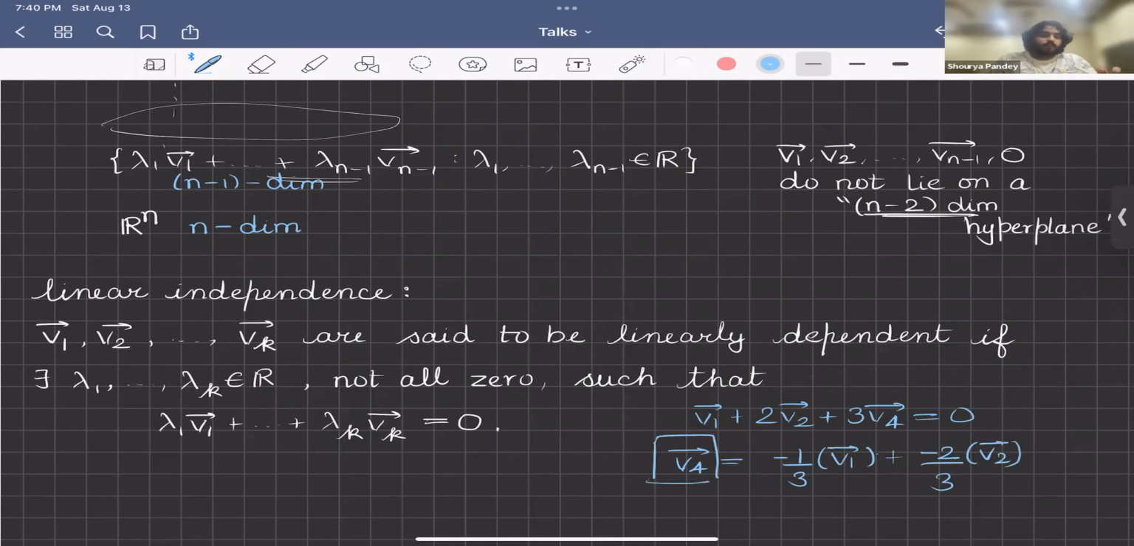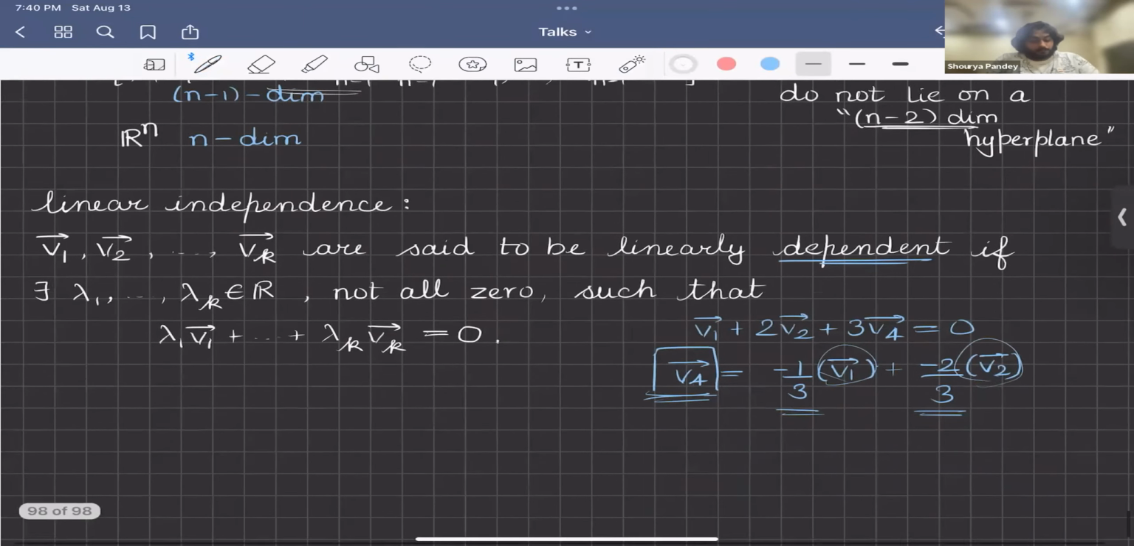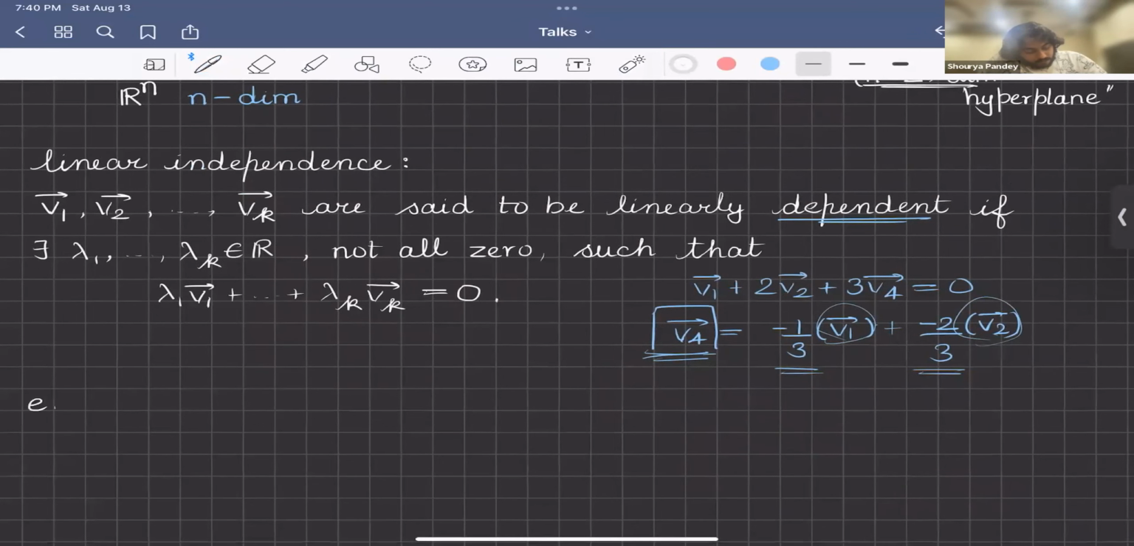And so it's not like a new vector in some sense. You can use the other vectors to form this using a linear combination, and hence the term dependence. Hence we call them linearly dependent, because one of the vectors can be made using the others. And if this is not the case, then we say linearly independent.